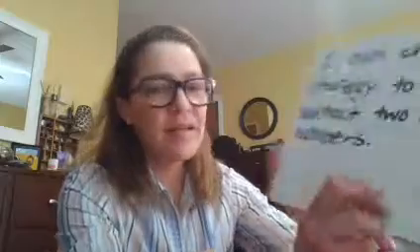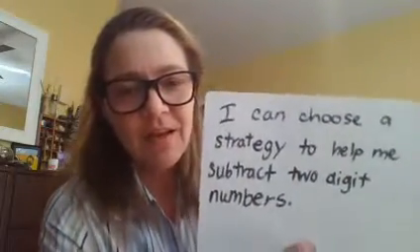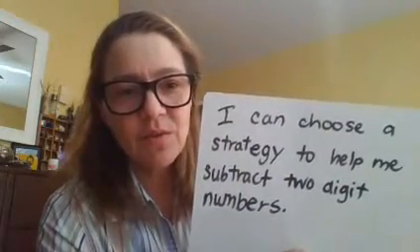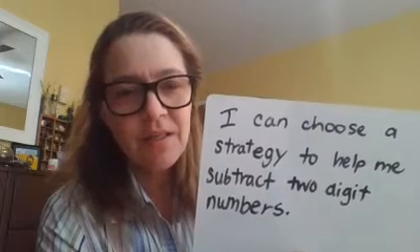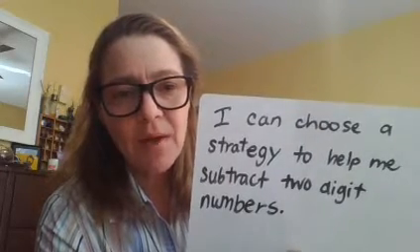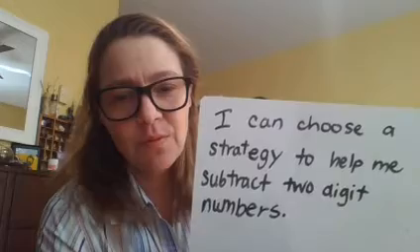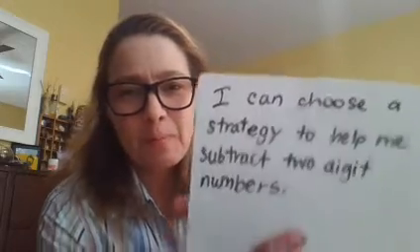We're going to start with the I can statement, and it's at the top of your workbook, in the upper right. Let's read it together. I can choose a strategy to help me subtract two-digit numbers.